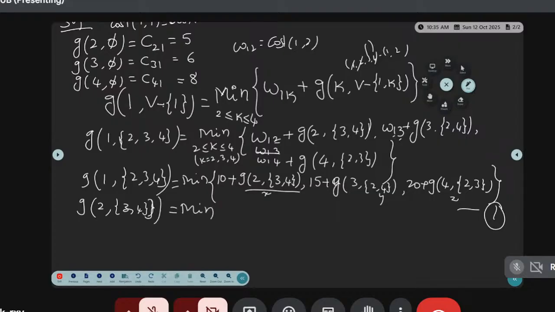Same formula. Likewise, same formula. Solve this same formula. That's what dynamic programming is. In dynamic programming, first analyze the problem. Based on the analysis of the problem, you have to design one common formula.